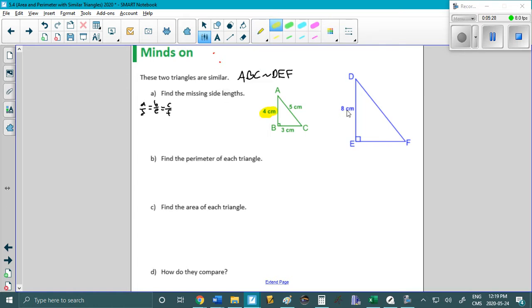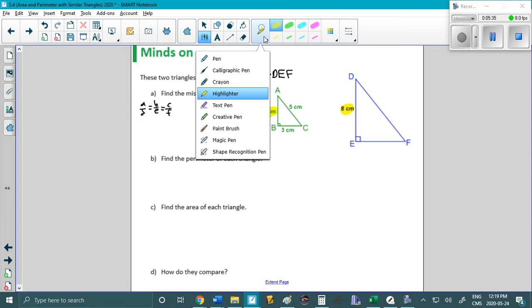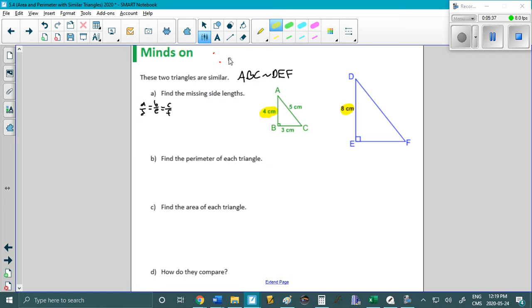This is 4 and this is 8. How do we get from 4 to 8 by multiplying? Well, we multiply by 2, right? So all we have to do to get the missing sides is to double these numbers. So this is going to be 10. We double this. This is going to be 6.